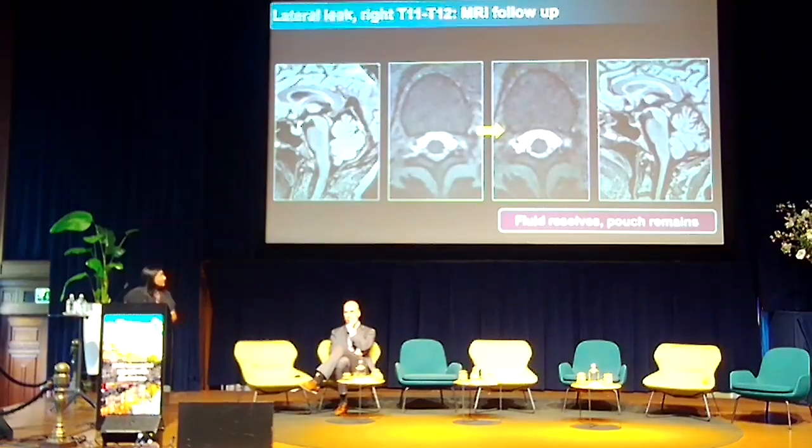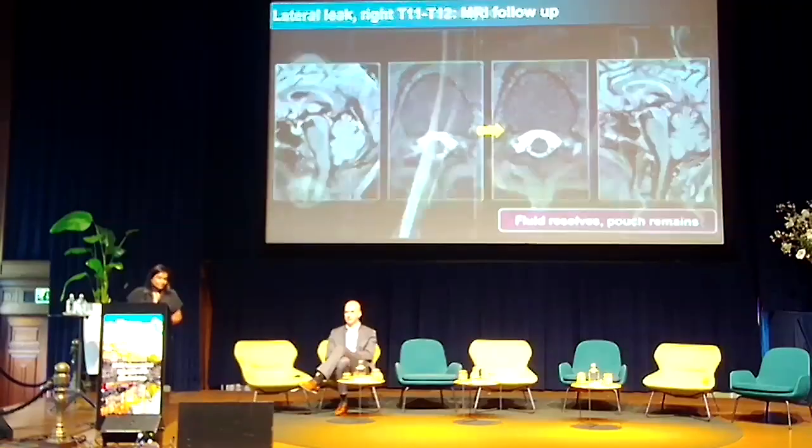Her brain MRI is much better. What is interesting is the fluid has gone, but the arachnoid pouch remains. And that can be an appearance after patching of lateral leaks, that the arachnoid pouch has remained. Maybe there's scarring at the neck of the arachnoid pouch, but there's no fluid left.